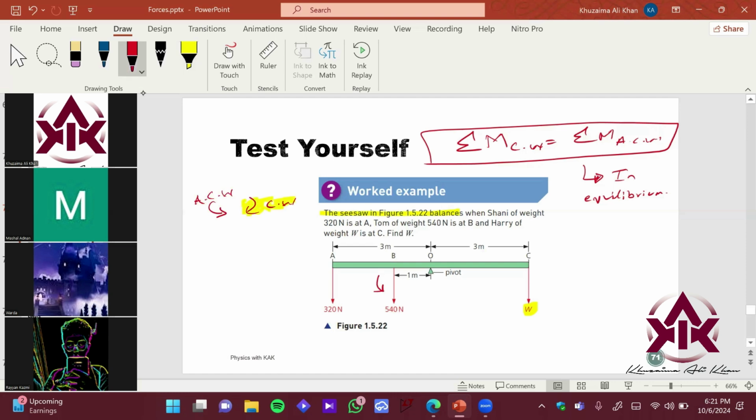And this 320 force is also going to cause the lever to move in anti-clockwise motion. So this is causing anti-clockwise motion, and this is causing anti-clockwise motion. And this weight W is going to cause the motion of the lever in this direction, which is going to be clockwise. Now you have identified the components. Now just simply apply this principle of moments formula.